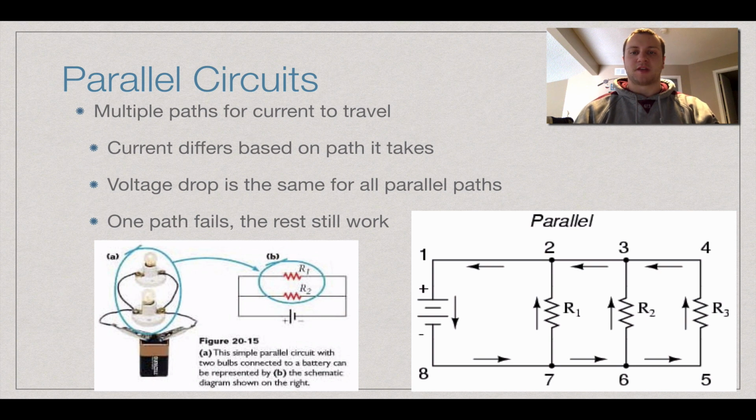Because remember, in series, that current had to flow one continuous path, right? There was no other way for it to go. So wherever you were at in that circuit, you were always going to see one current.